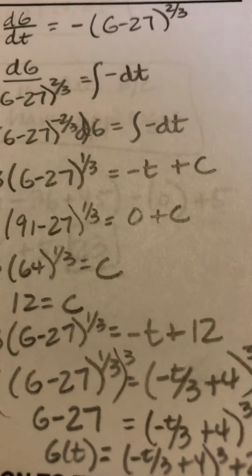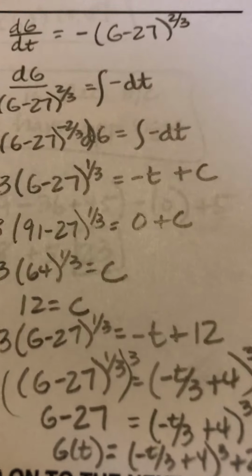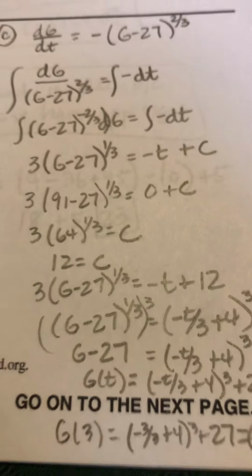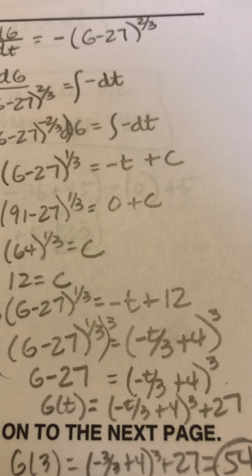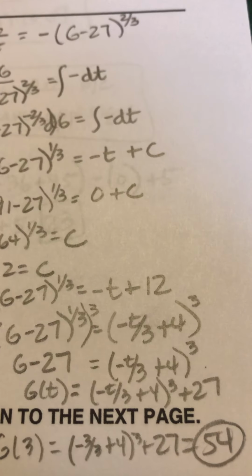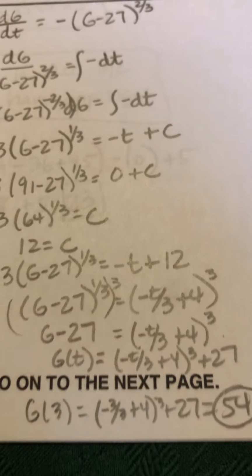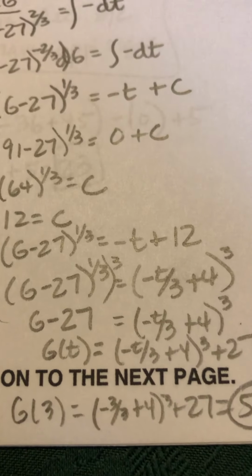Divide both sides by 3, so we get g minus 27 to the 1/3 equals negative t over 3 plus 4. Raise both sides to the 3rd power, so g minus 27 equals negative t over 3 plus 4 to the 3rd power, plus 27. And there we go. There's g of t.